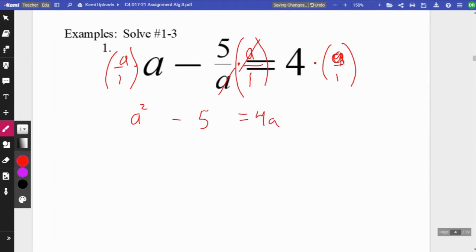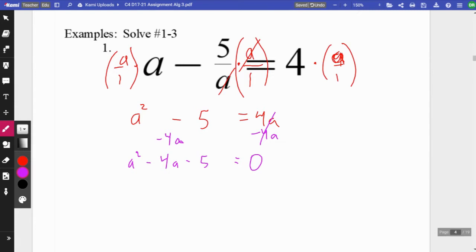And as you can see, this is a polynomial now. There's no denominator, so this is something that should look somewhat familiar. But in order to solve this, we need all of the variables to be on the same side, and hopefully we have the a squared term positive. So I'm going to move the 4a to the other side by subtracting it across. And I'll rewrite it in standard form so it looks nice. And then at this point, this is just a quadratic.